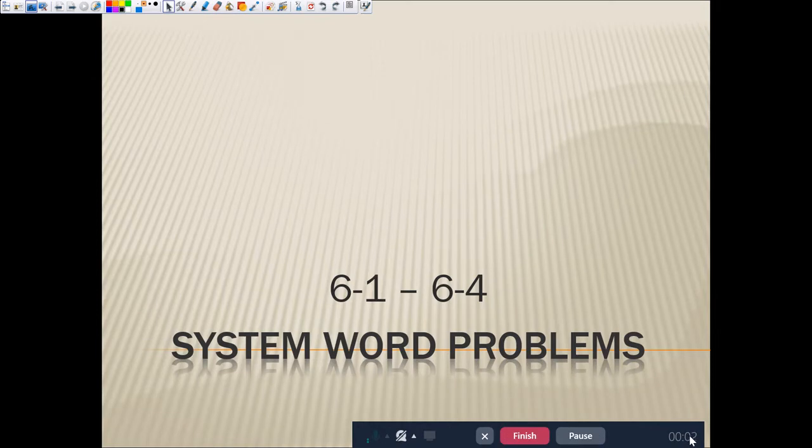Okay, so we already started solving systems by graphing, elimination, and substitution. So this is going to use the elimination or substitution method to solve, except we're going to have word problems. So we're going to have to follow these steps.